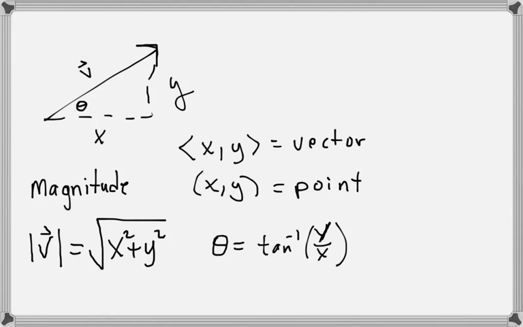Questions about that? So far we've talked about two things: direction and magnitude. Okay? The direction is the theta. The magnitude is the length. It's the Pythagorean theorem.